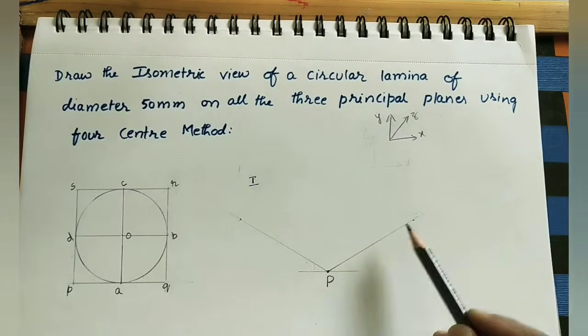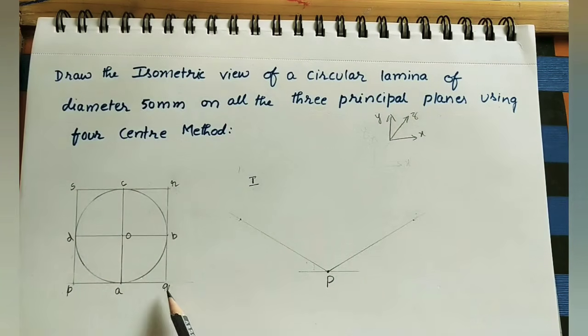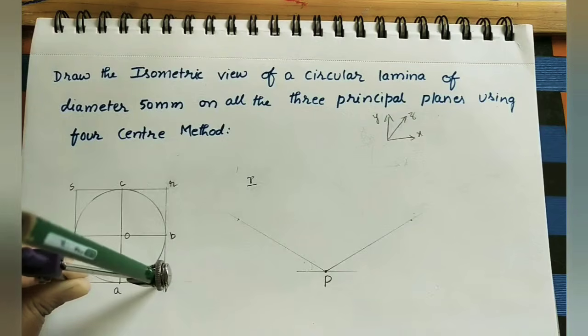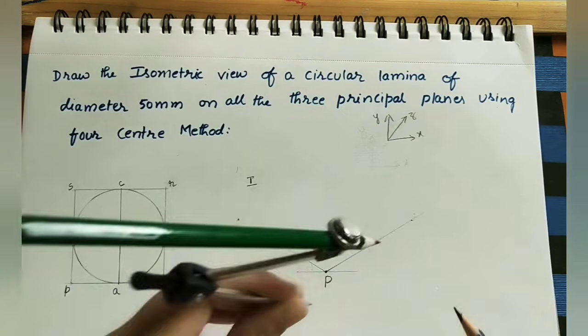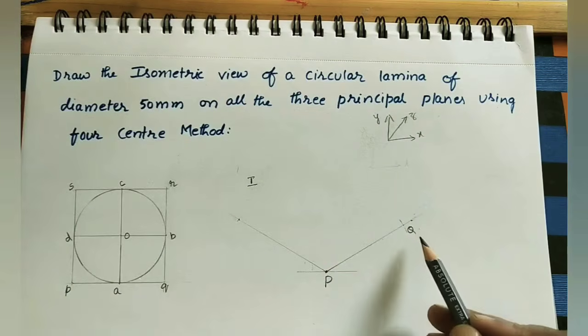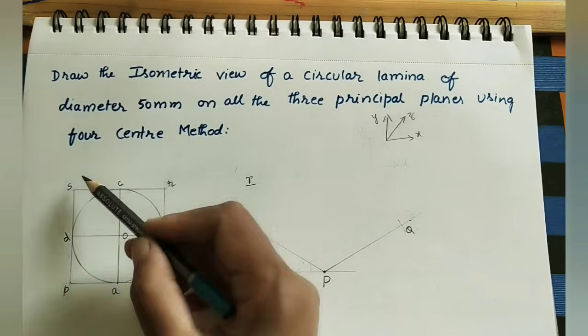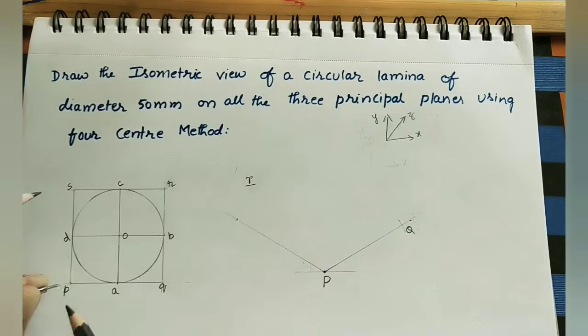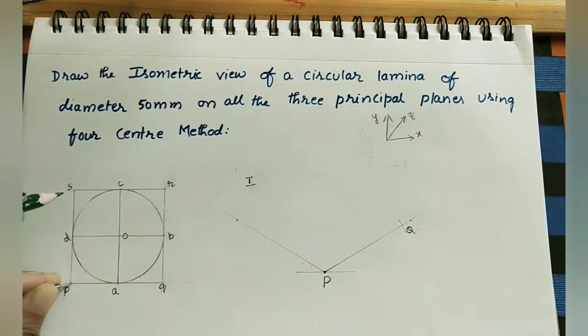Okay, on one side of P, mark this horizontal length PQ using the compass. Mark it on this inclined line. This is point Q. On the other side of P, mark this vertical length. As we know, this length and this length are the same because it is a square.